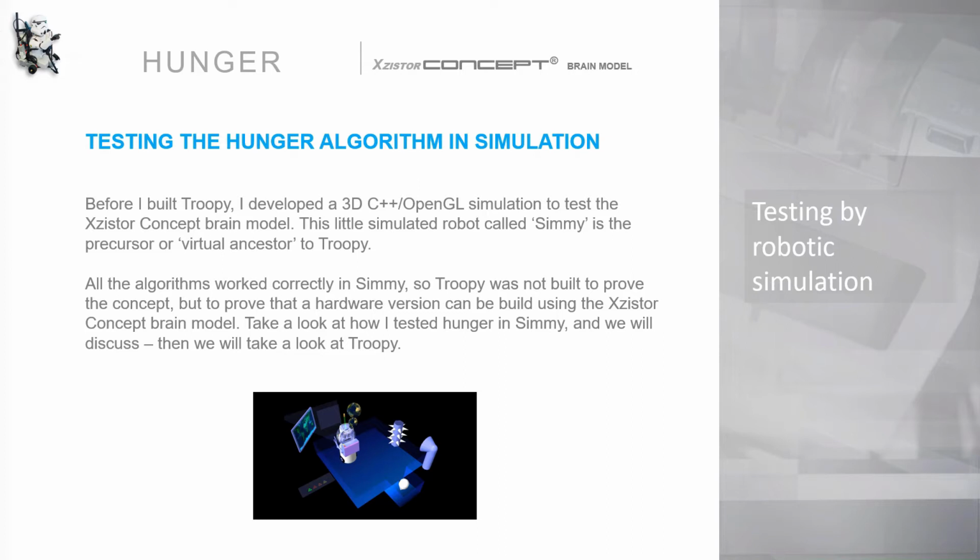Take a look at how I tested hunger in Simmy, and we will discuss, and then we will take a look at Troopy.